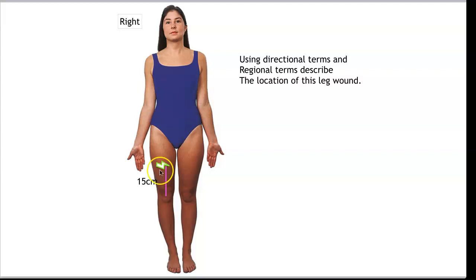Or you could just say the wound is 15 centimeters proximal to the right patellar region. Either way, you've told them it's on the right side, it's proximal to the patella region by 15 centimeters. Does that make sense?